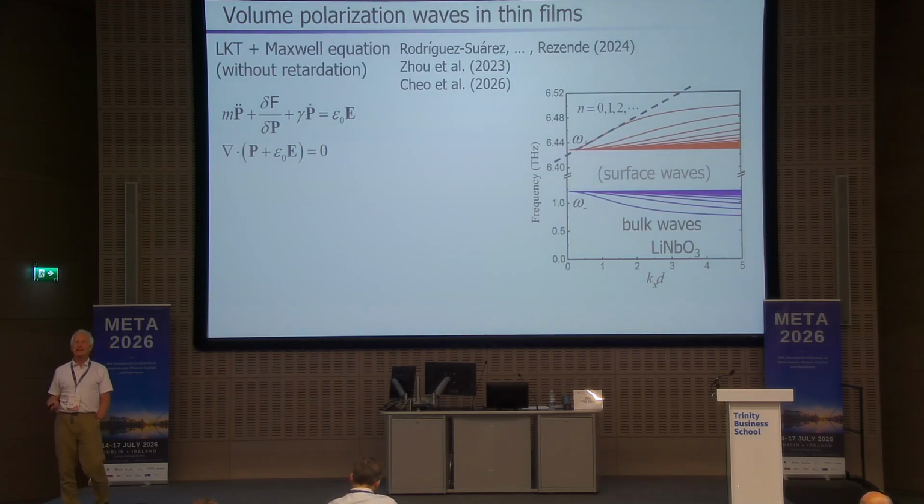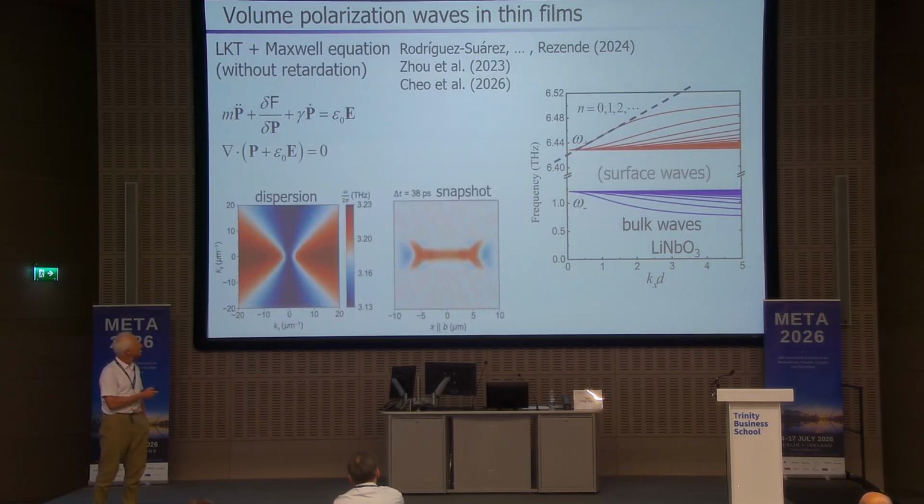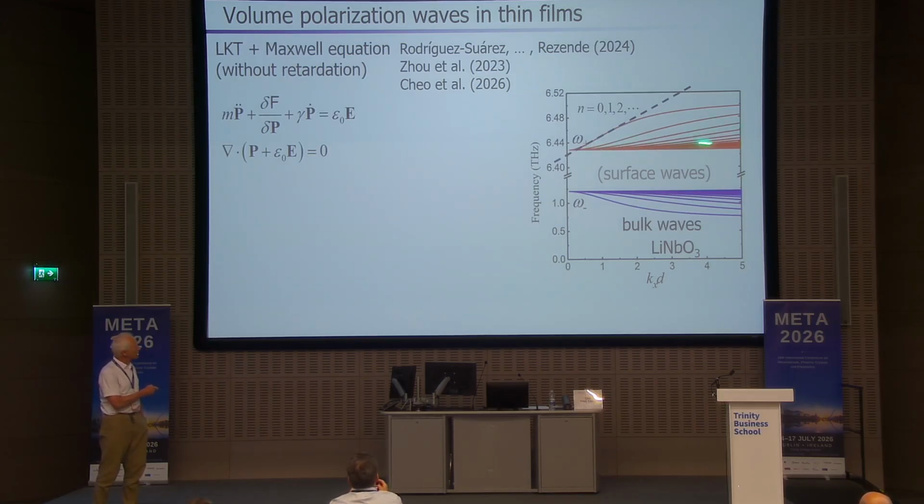Now, how can we explain this? What we have to take into account is not only, in thin films like this, the LKT equation, but we have to couple it with the Maxwell equations. Now, this has been done by several groups, and you can calculate the dispersion. Here's the result for a thin film, and in this mode here, we see that the lowest standing mode has a very strongly enhanced group velocity.